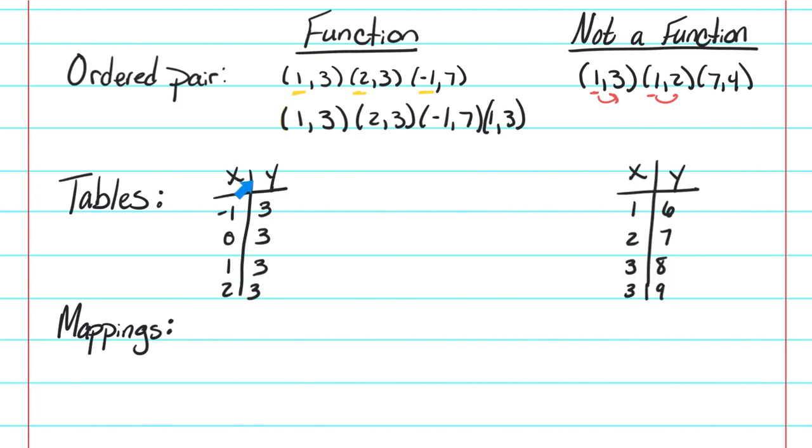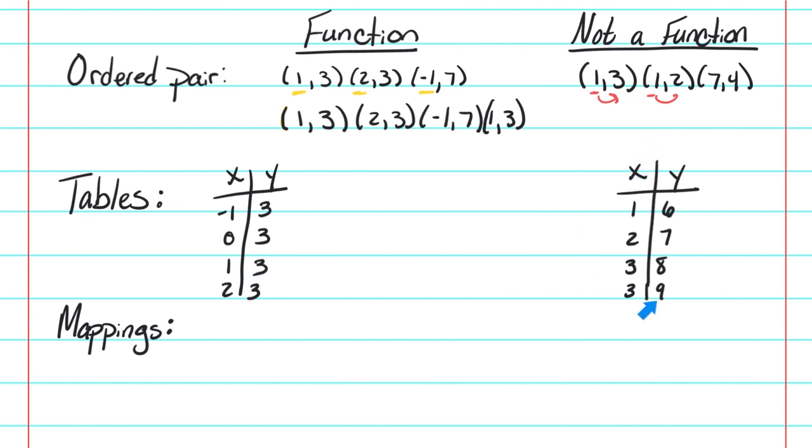Now for our table example. So here's my x column. I have -1, 0, 1, 2. Well, none of my x is repeated. So even though my y repeats, that is perfectly fine. The machine could be completely filled with Coca-Cola. Doesn't matter what button I hit, that's what I'm going to get, as long as when I hit this button, I will get that output.